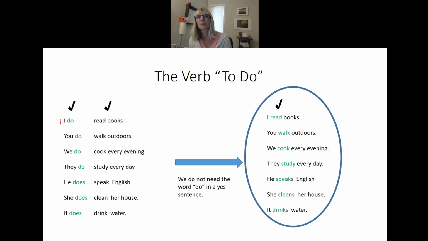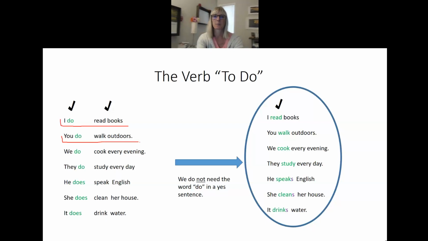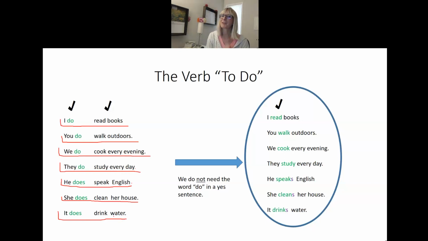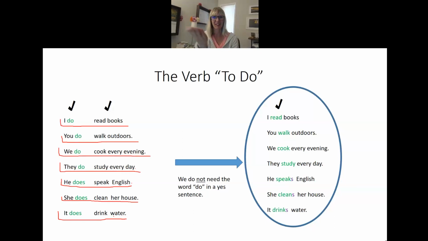Let's take a look. I do read books. You do walk outdoors. We do cook every evening. They do study every day. He does speak English. She does clean her house. It does drink water.